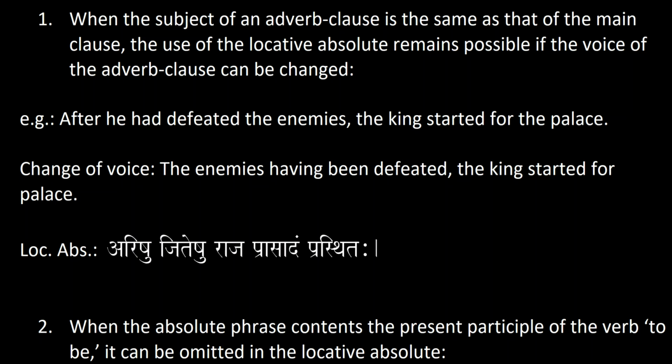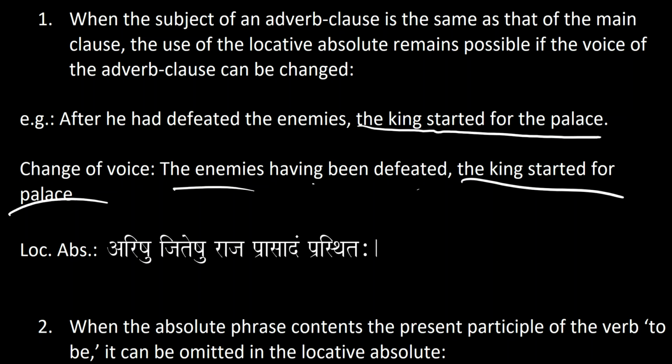Because what are you doing here? The way you're playing around with it is that you're not making the king the subject anymore in the first part of the sentence. So the king started for the palace, we know that that is the main clause. Even in the second way we're manipulating the sentence, that still remains the main clause. So the detail before the main clause, what is happening here is that you're changing the subject. The enemies having been defeated. Here the enemies is the subject. But in the first example, after he had defeated the enemies, the king is still the subject.